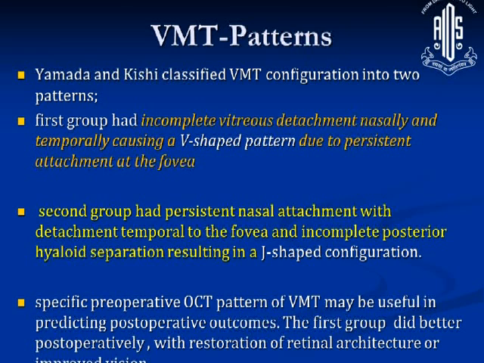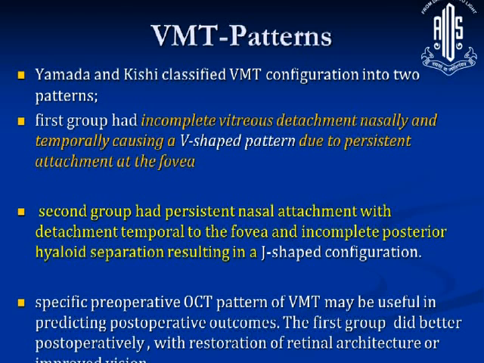The first group has an incomplete vitreous attachment nasally and temporally, so there will be a V-shaped configuration of VMT. The second group has a persistent nasal attachment, but temporally the PVD would have already occurred. So the second group is a J-shaped configuration. What is the relevance of this?